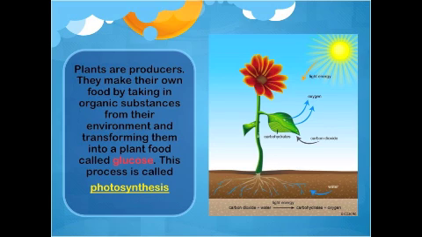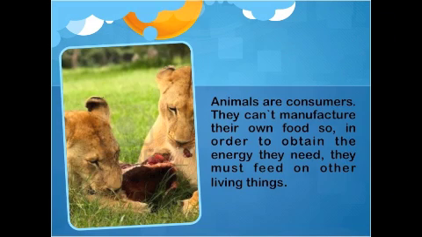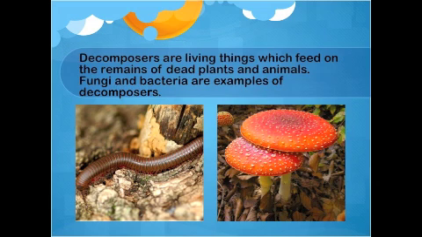Plants are producers. They make their own food by taking in organic substances from their environment and transforming them into a plant food called glucose. This process is called photosynthesis. Animals are consumers. They can't manufacture their own food, so in order to obtain the energy they need, they must feed on other living things. Decomposers are living things which feed on the remains of dead plants and animals. Fungi and bacteria are examples of decomposers.